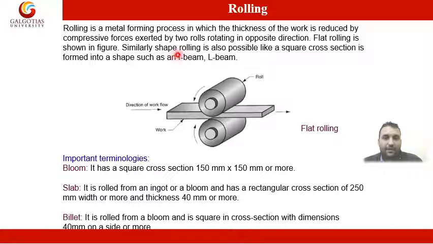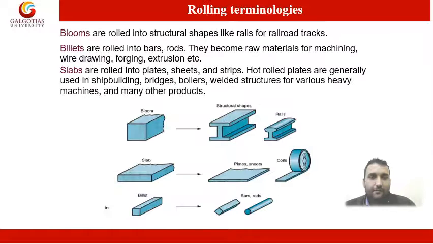Similarly, shape rolling is also possible, in which a square cross section is formed into shapes such as I beam and L beam. Next are important rolling terminologies. First are blooms. Blooms are rolled into structural shapes like rails for rail trucks. This is a square-shaped input material, which is then rolled into the I shape, I channel.